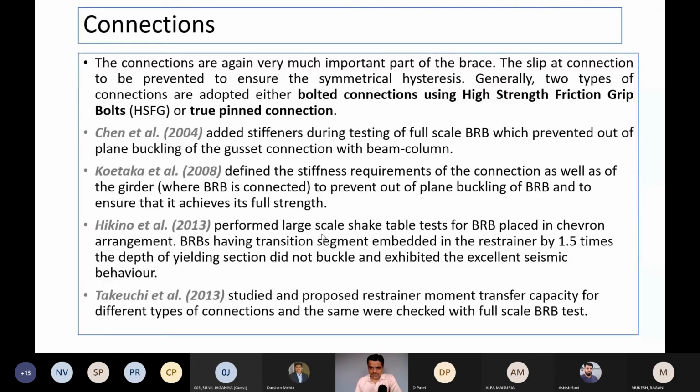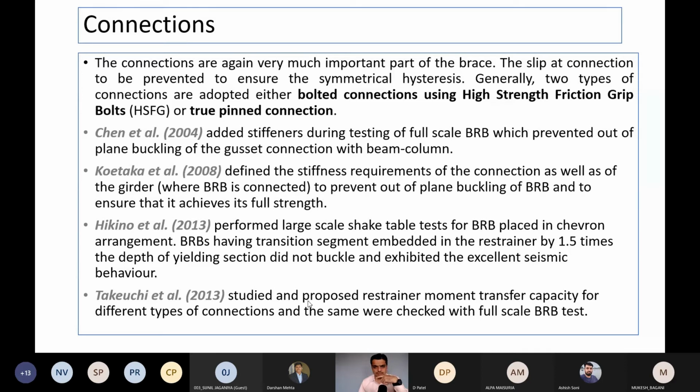In this study, a large scale shake table test was performed for a BRB placed in a chevron arrangement, with a transition segment embedded in the restrainer by 1.5 times. We were looking at the transition piece in the previous few slides. Here, the embedment of the transition piece was also varied, starting from 1.5 times the depth of the yielding section, and then the overall performance of the BRB was evaluated.